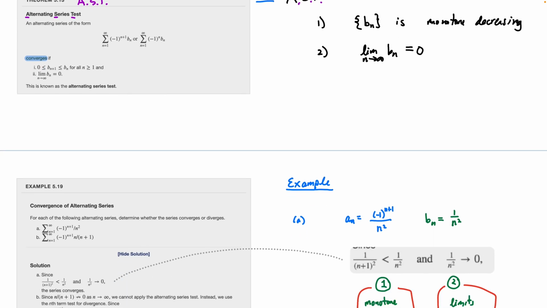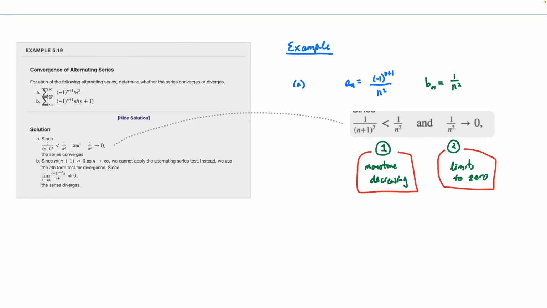Let's look at an example of applying AST. Example 519, let's read over the first example series. If we investigate it, we see that it is a sum of terms where the terms are an, -1 to the n plus 1, over n squared. We want to separate out in the an the alternating part and the Bn's.